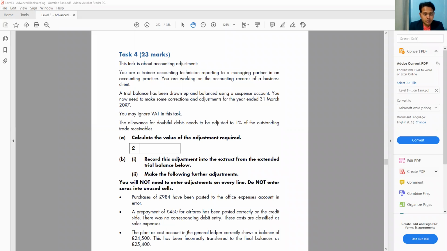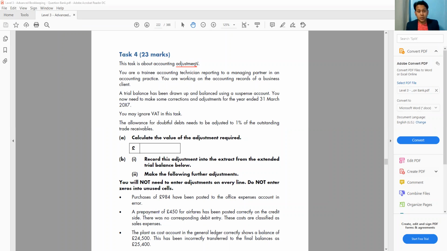From this question, we have to see how we do the adjustment. Mainly this question will be from the extended trial balance. So let's read this question first. This task is all about the adjustment, and we know that adjustment means a year-ending adjustment. If you see any question that asks about the adjustment, you need to understand they're talking about the year-ending adjustment.